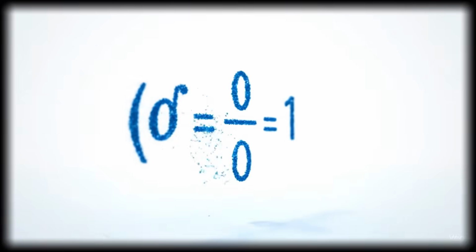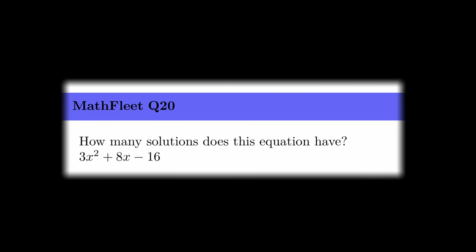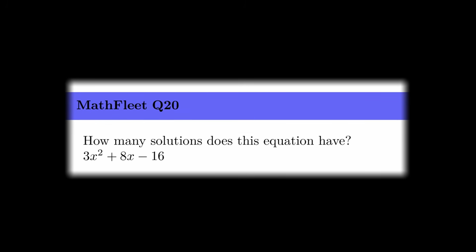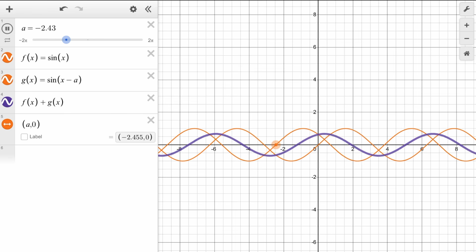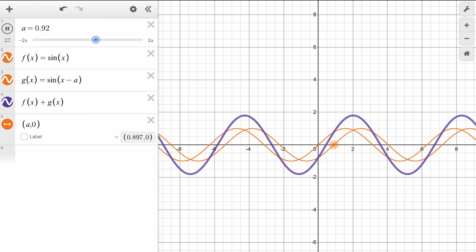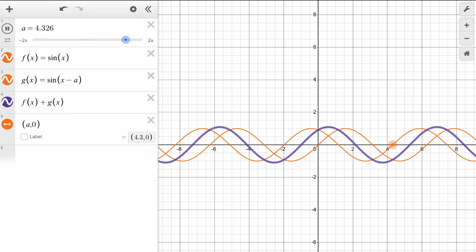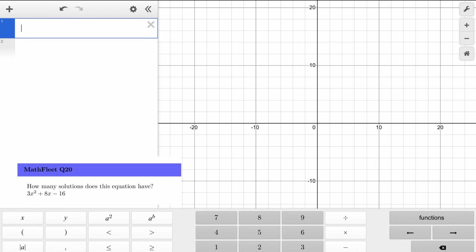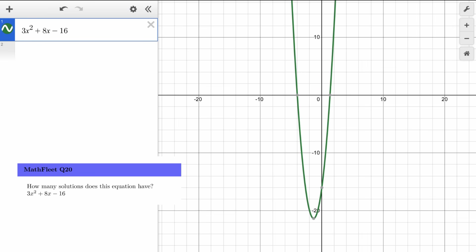Next up is number of solution questions in Desmos. When a question states, how many solutions does this equation have? This means at how many points does it intercept with the x-axis? Of course, the easiest way again is to use Desmos. To find these solutions, all we will do is put the equation into Desmos and observe it. It crosses the x-axis twice, so this equation has 2 solutions.